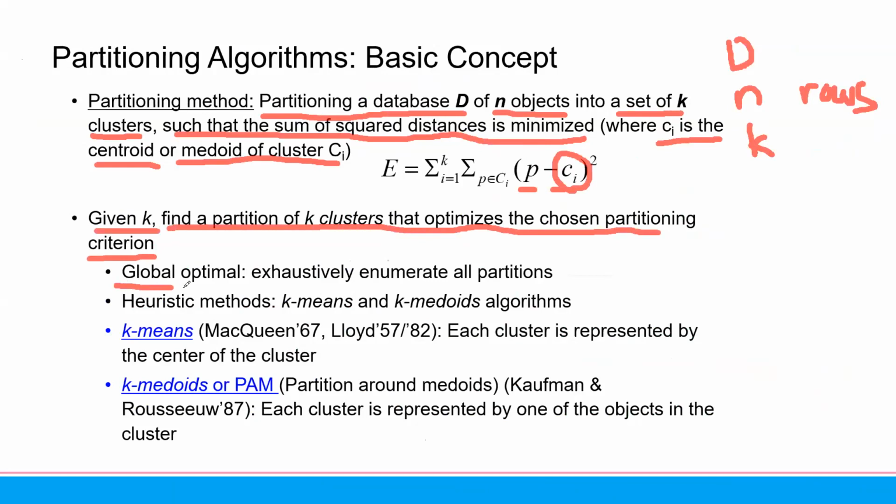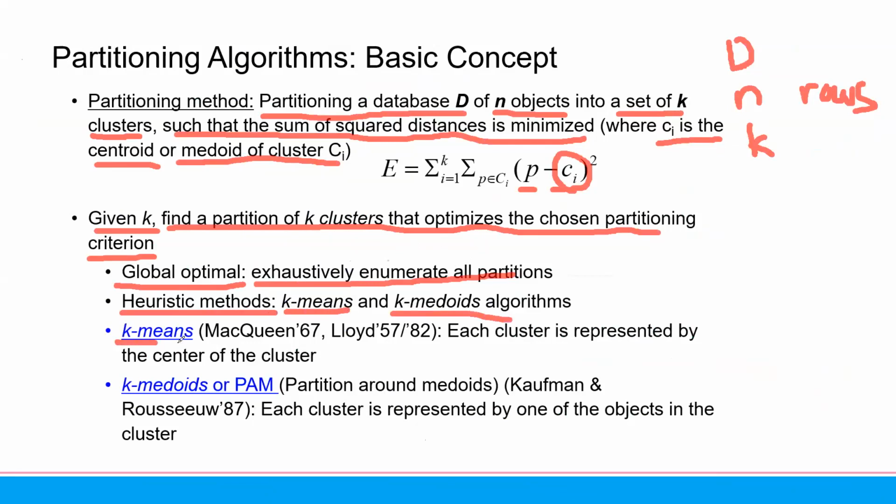We can have the global optimum, but it exhaustively enumerates all partitions, so you need to calculate everything. So it is very high computation. We can use heuristic methods instead. The heuristic methods we will use are k-means and k-medoids.